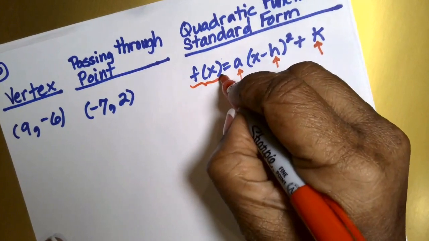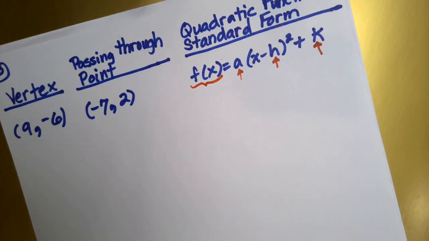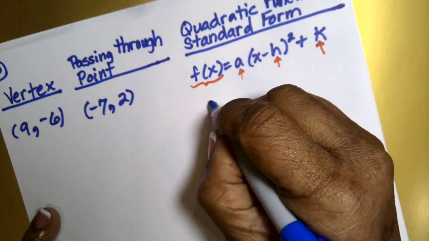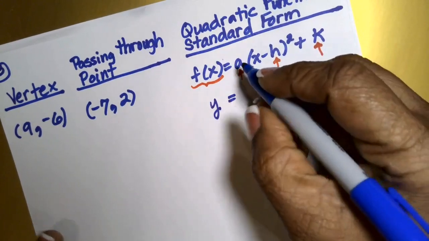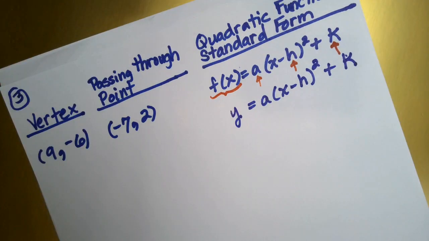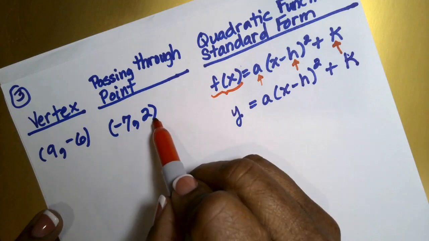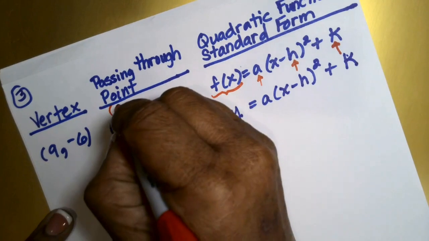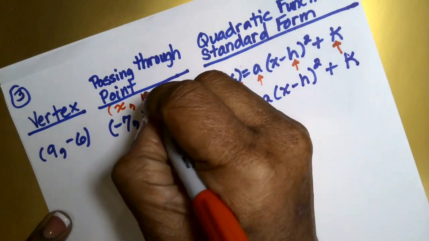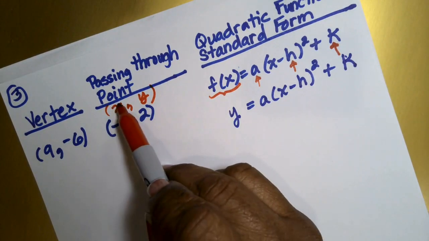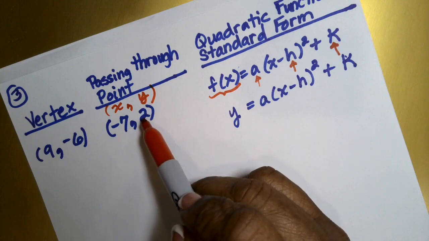We are going to rewrite this function notation into equation notation. So we're going to let f of x equal y, since y is a function of x. Now we are going to review the given information. The parabola passes through this point. This is a point on the parabola. So these coordinates represent x and y. X equals -7, y equals 2.